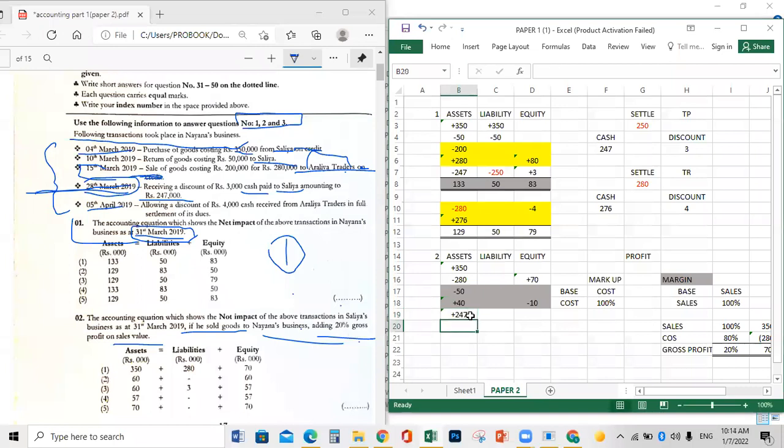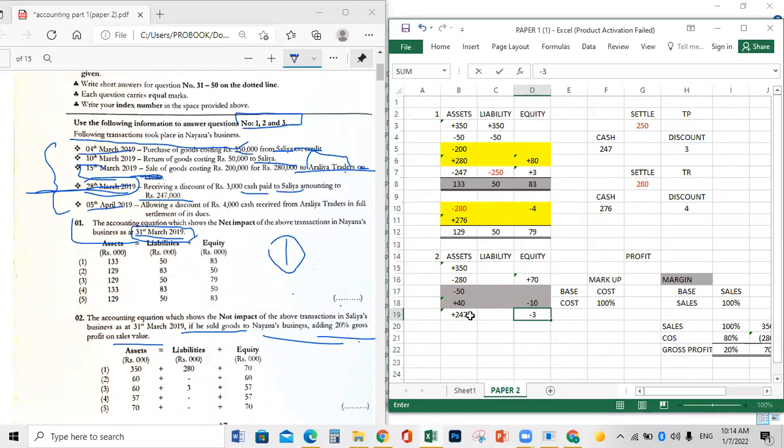247,000. Because of that, your asset increases by 247. And there is a discount allowed because now you're Salia, not Nayana. For Nayana, it's discount received. For Salia, it's discount allowed, guys. So it's an expense, and equity reduces.